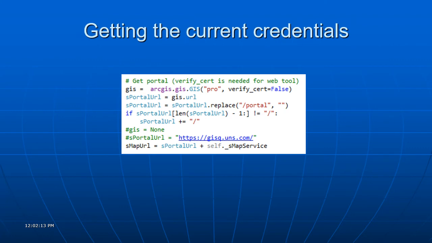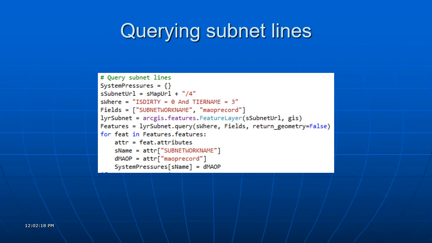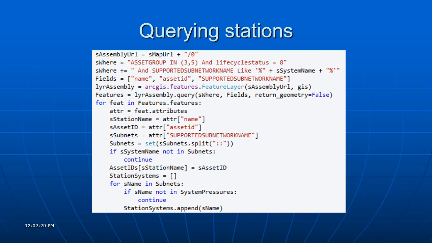In the Python tool, I use ArcGIS API for Python to query map service layers. For this presentation, I shared the map service with everyone, so no user authentication is needed. However, I have verified that this code snippet will work to get the current credentials. Here I query the subnet lines to build a dictionary of system names and pressures. Here I query town border stations and regulator stations to collect information about the pressure subnets in which they participate.